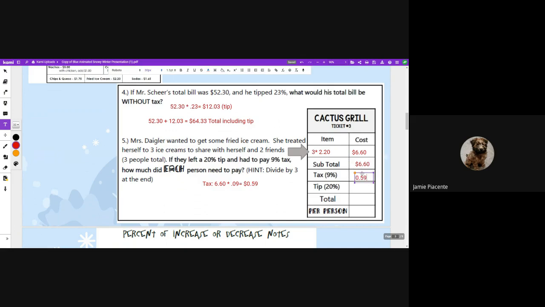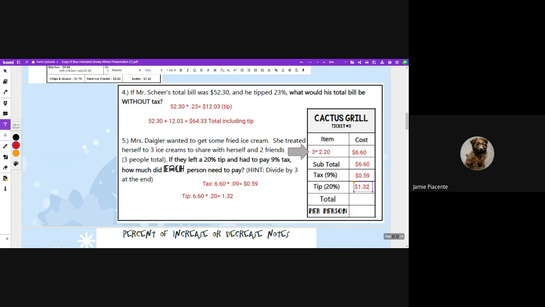Okay, now we need to tip. So if you remember in class on Friday, I believe, we took our total, which was $6.60 in this case, and multiply it by the tip in decimal form, so 0.2, and that gives us $1.32. So tip is $1.32.